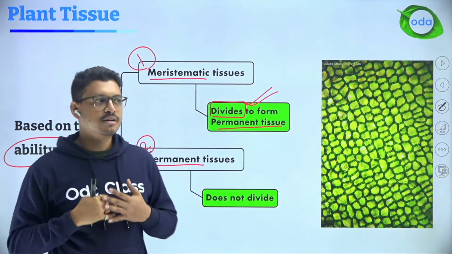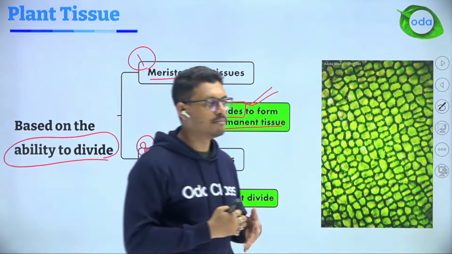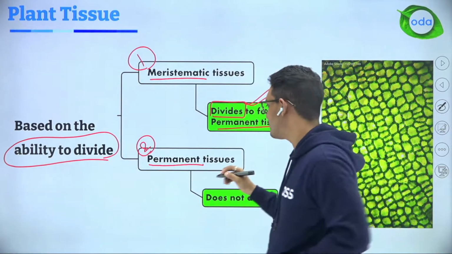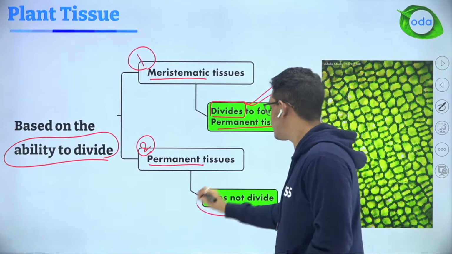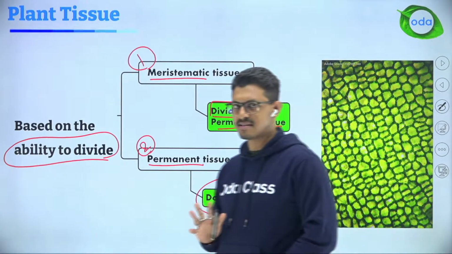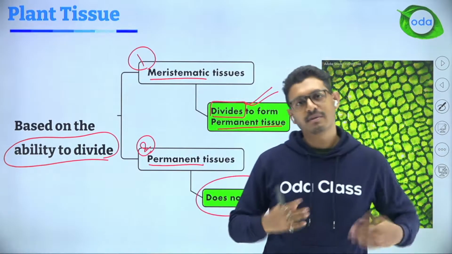You cannot ask them to divide anymore and make more cells. They will get fixed. These cells, they do not divide. That's the basic difference, by the way. So, what did we learn?